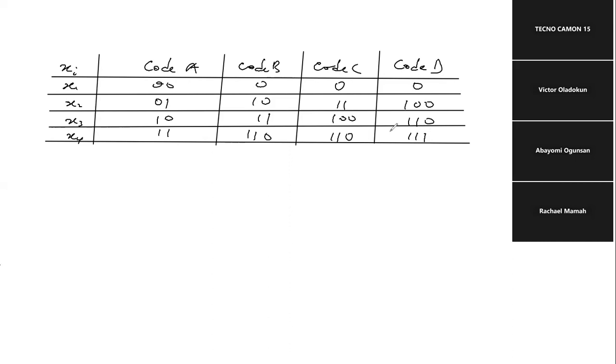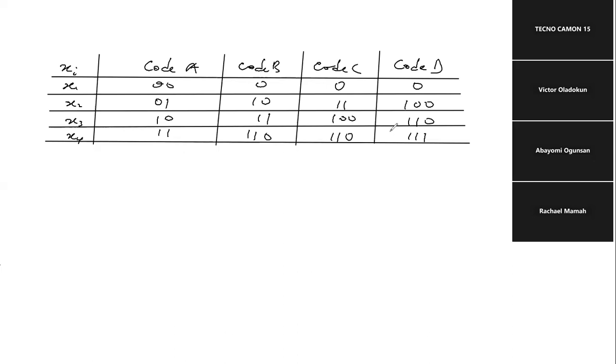So now we want to consider these codes to check which of them are prefix free and which of them are uniquely decodable. For us to be able to use a code for data compression, and say that this sequence can be transmitted over this channel, we have to ensure that they are prefix free and that they are uniquely decodable.